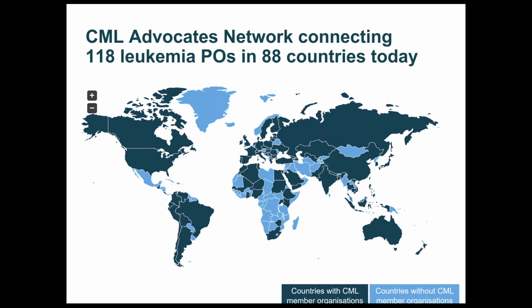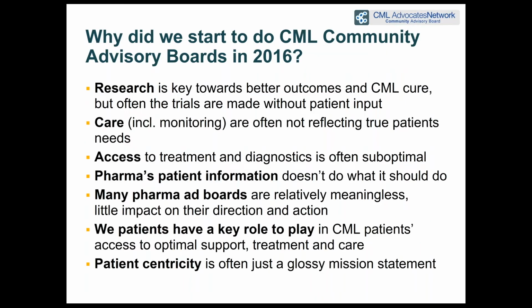And why am I showing this? I just want to talk a bit about the challenges that we faced in the CML community when we started the community advisory boards in 2016. We see that a lot of research has been going on and has led to the therapeutic situation we are in today. But still, we have barely any CML cure, and the trials that are being set up are often made without patient input. The way that CML patients are receiving care and diagnostics often does not reflect what patients need. Access to treatment and diagnostics is often suboptimal in some regions of the world. People just can't access the drugs because they can't even access diagnostics.